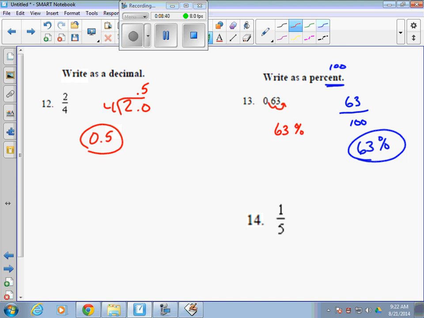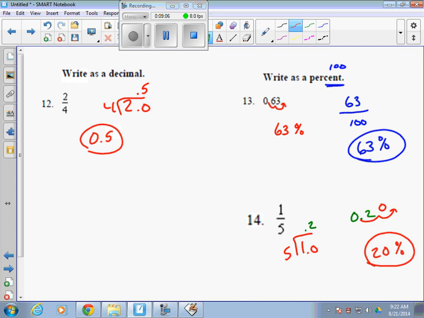Number 14 says 1/5, or again, 1 divided by 5. If you want to look at it that way, you'd have to add a decimal. It goes into 0.2 times. So now you have the decimal 0.2. That was just like number 13. If you use the same rule we used, the second part is you move the decimal 2 times to the right, fill in that spot, and you're left with 20%.